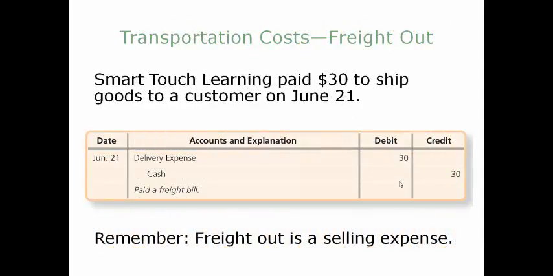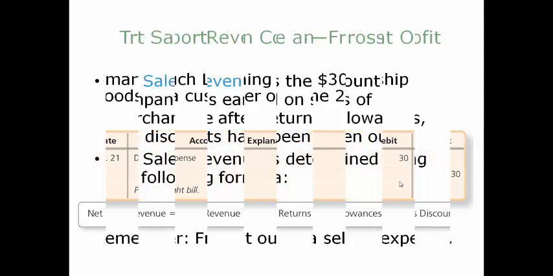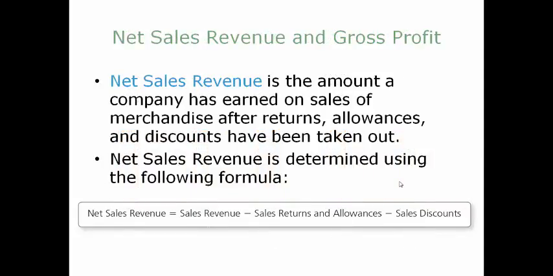Okay? And then when we ship something to a customer, if we are paying the freight for it, that's going to be a delivery expense for us shipping the product. And we are talking specifically here about a perpetual inventory system. And if you look at net sales revenue, it is going to be sales revenue less sales returns and allowances minus sales discounts.